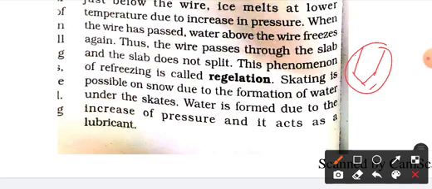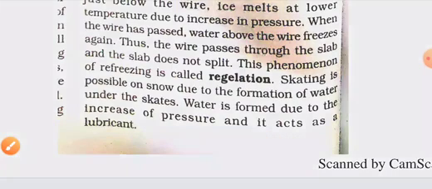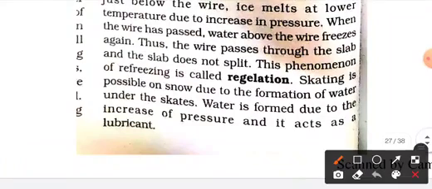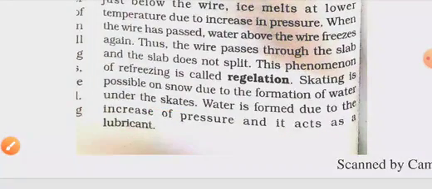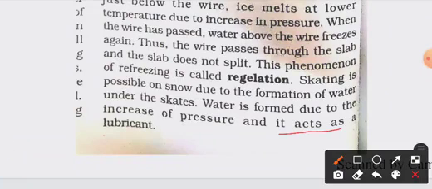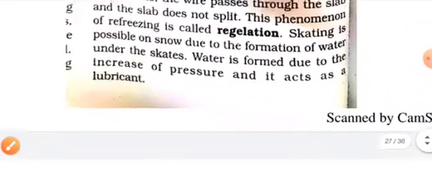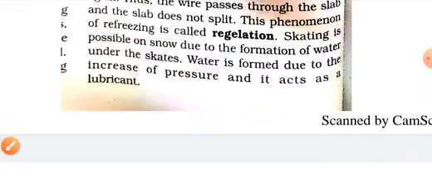Only on that portion ice is converted into water, so skating is possible on snow due to the formation of water under the skates. The water is formed under the skates, so it is possible to slide. The water formed due to the increase in pressure acts as a lubricant. Due to this lubrication we are able to slide over the snow.